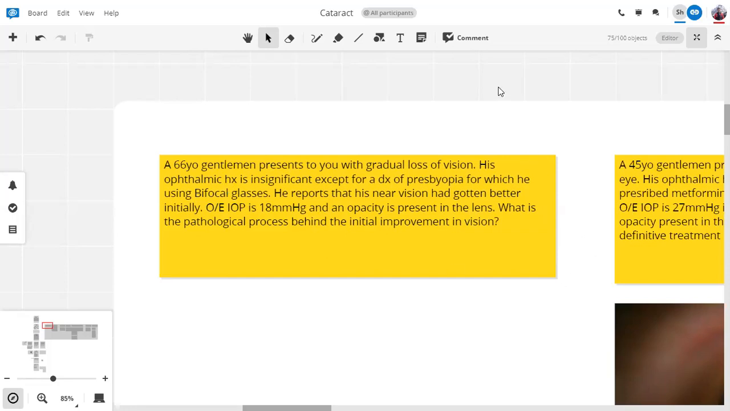Always read the last line first. In this case, the pathologic process is asked, the diagnosis is not asked.